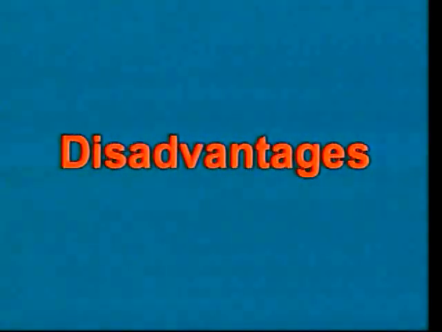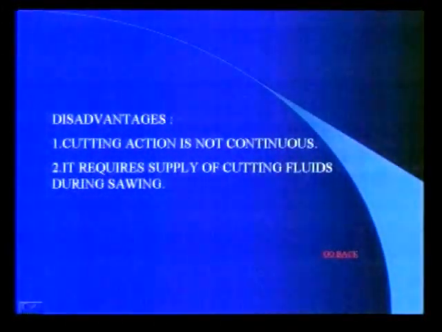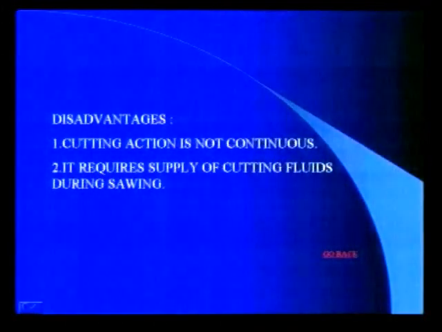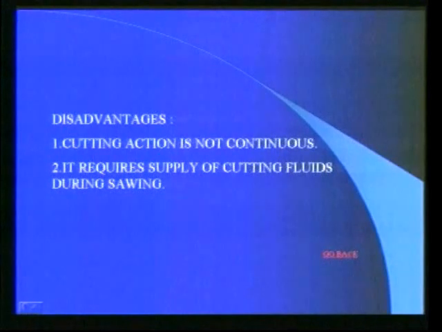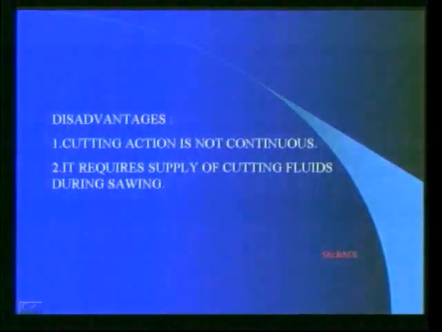Now we discuss what are the disadvantages incorporated with the horizontal sawing machine. The following are the disadvantages with the horizontal sawing machine. Cutting action is not continuous, it is intermittent. It requires supply of cutting fluids during sawing.